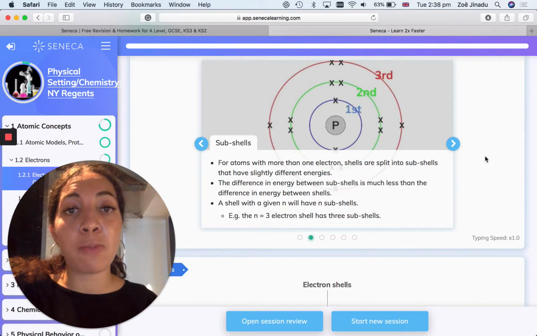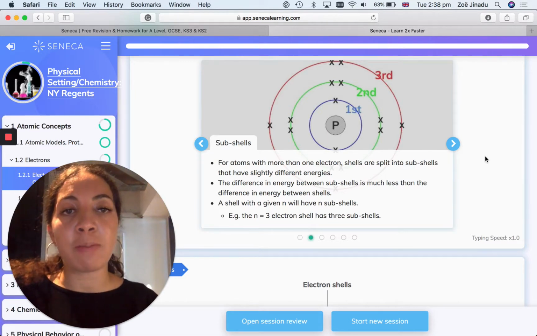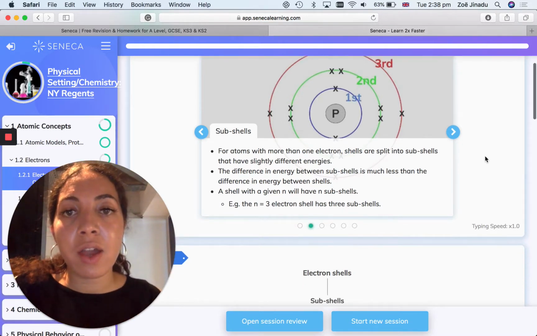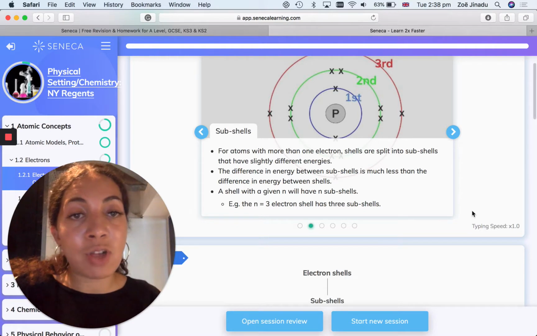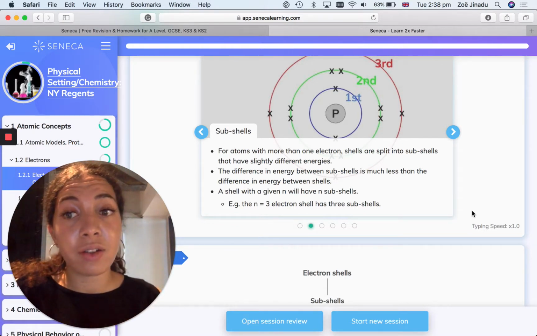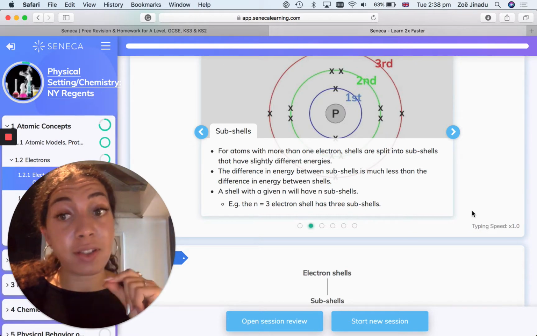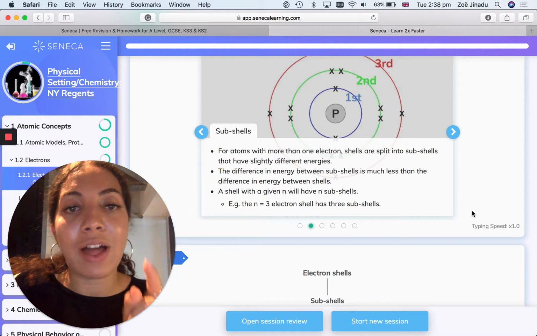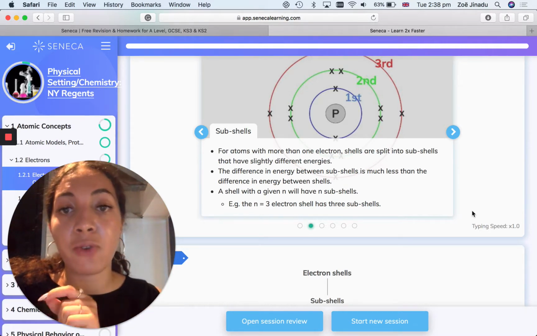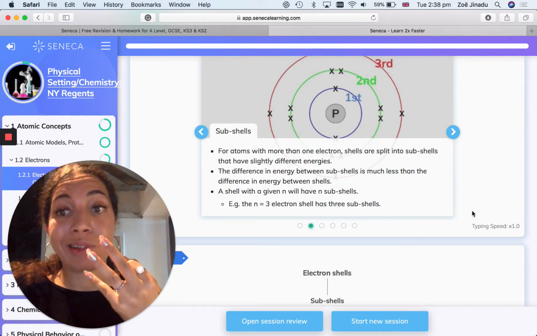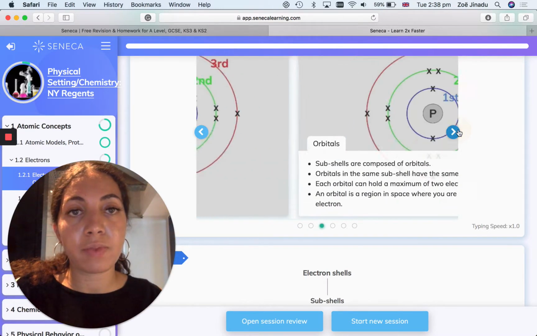For atoms with more than one electron, shells are split into subshells that have slightly different energies. The difference in energy between subshells is much less than the difference in energy between shells. A shell with a given n will have n subshells. For example, the n equals 3 electron shell has 3 subshells.